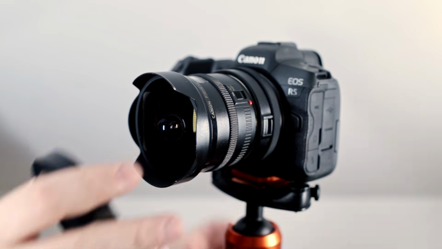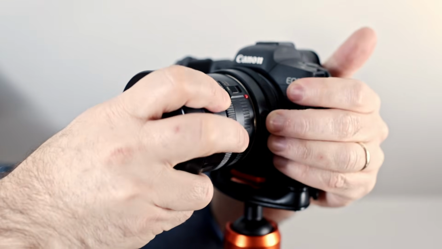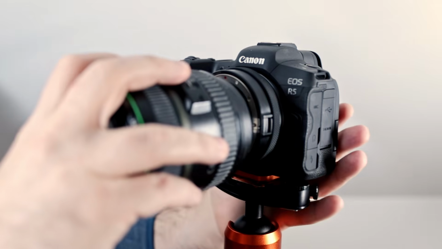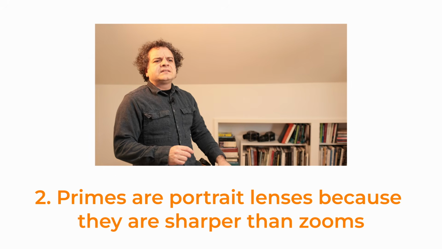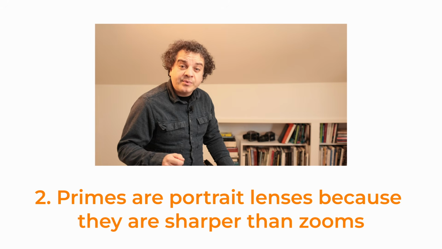Of course, you could take a portrait with a short lens to give a less flattering perspective, or with a slow zoom if you bump up the ISO. You can do whatever you want. All lenses will take a portrait, but that doesn't mean all lenses are portrait lenses. That's something quite different. Here's another myth. Prime lenses are portrait lenses because they're sharper than zooms.